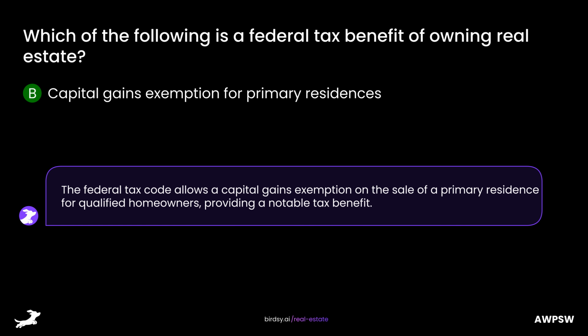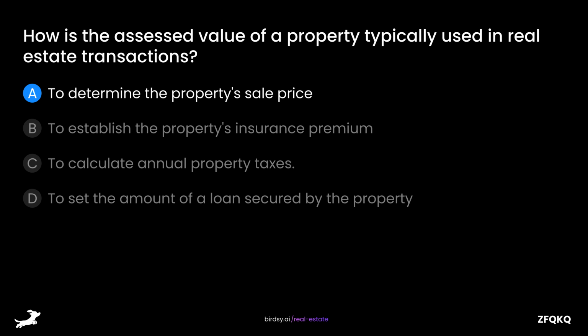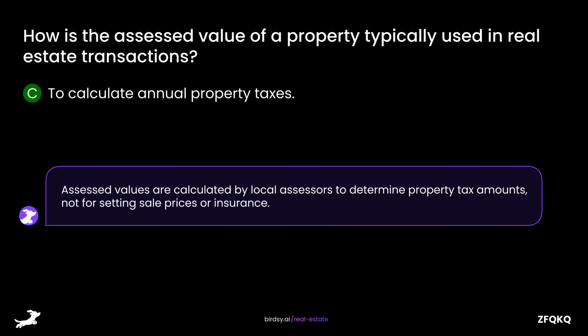a notable tax benefit. How is the assessed value of a property typically used in real estate transactions? Is it A, to determine the property's sale price, B, to establish the property's insurance premium, C, to calculate annual property taxes, or D, to set the amount of a loan secured by the property? The answer is C, to calculate annual property taxes. Assessed values are calculated by local assessors to determine property tax amounts, not for setting sale prices or insurance.